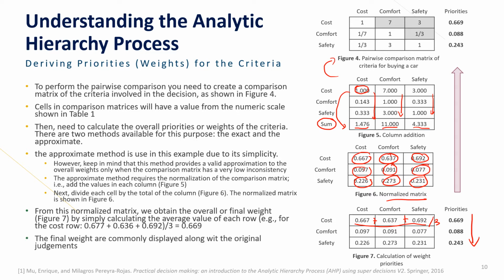This basically means that the higher the weight, the more you will prioritize that criteria over the others. For example, here the one that has the most priority is cost, the second one is safety, and the third one is comfort. And then you put it back to the original column here as the priority weights.